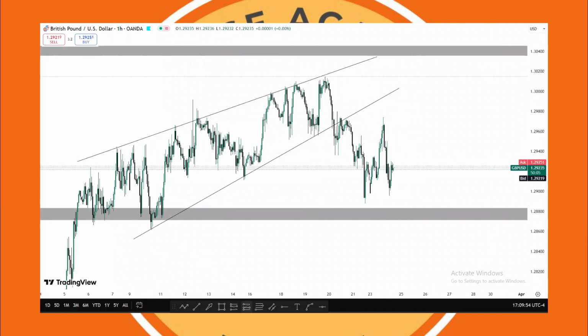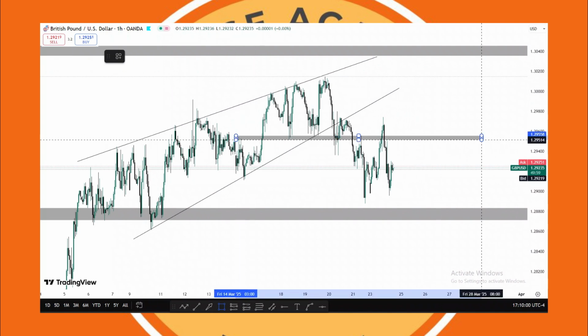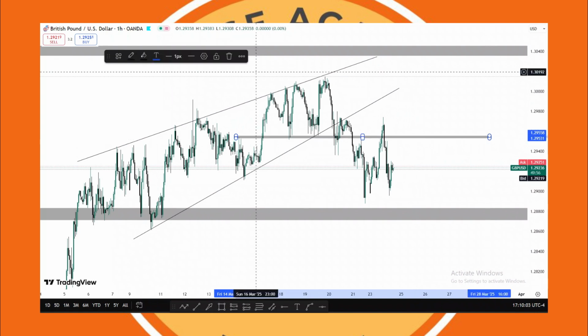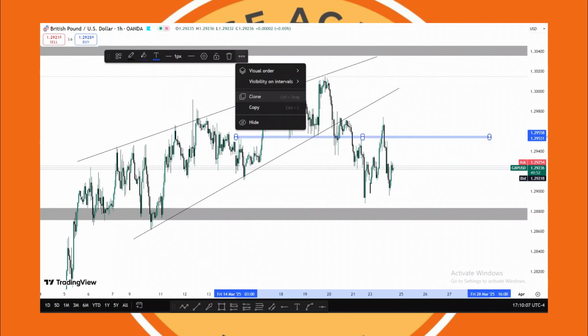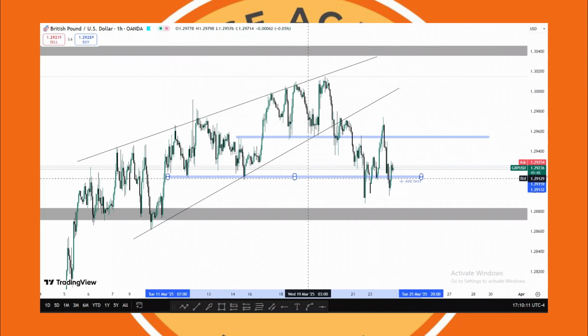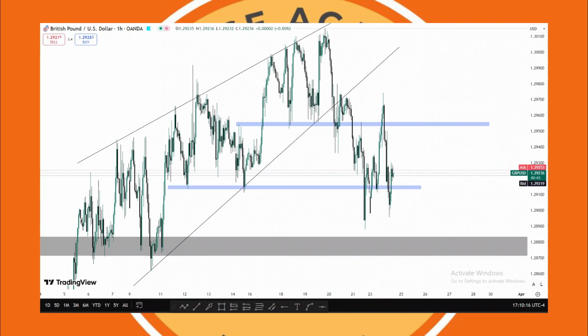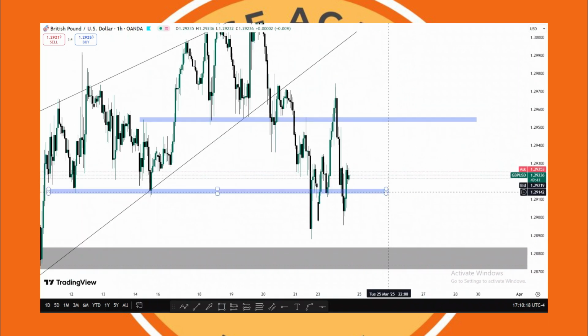Okay. And then next I'm gonna draw my important zones that I should pay attention to, which will be that one and this. Okay, I see prices playing around this zone.